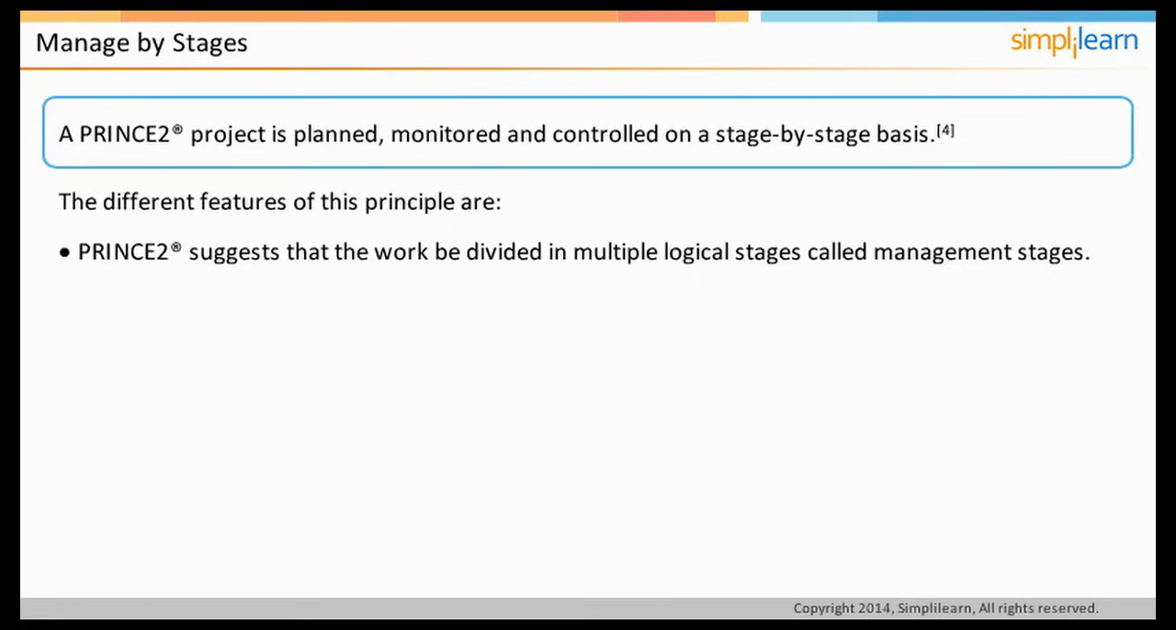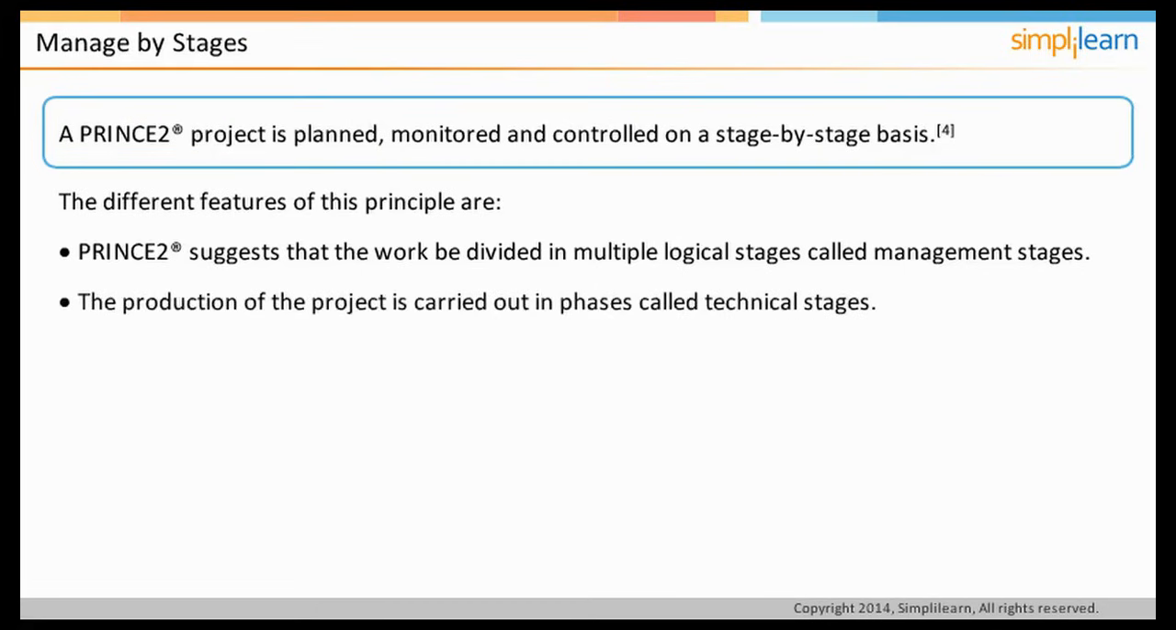A PRINCE2 project is planned, monitored, and controlled on a stage-by-stage basis. The steps followed to produce the specialist product of the project are dependent on the technology, domain, and industry. For example, the technical requirements of constructing a bridge and for producing a cola bottle are different. However, the production is carried out in phases and is driven by the technical aspect of the finished product. These phases are called technical stages.